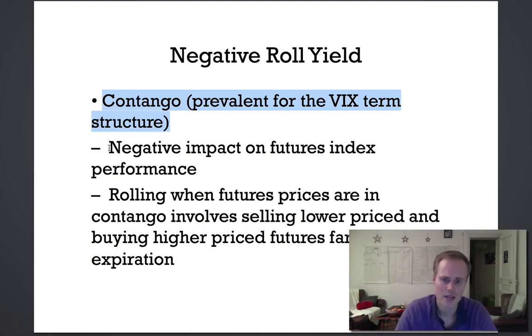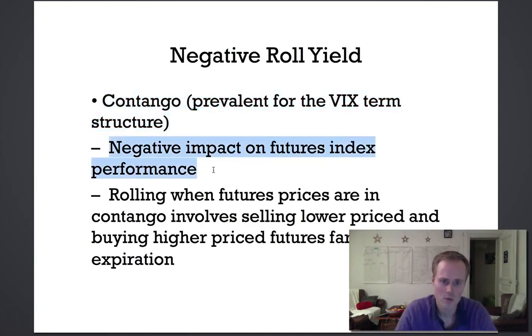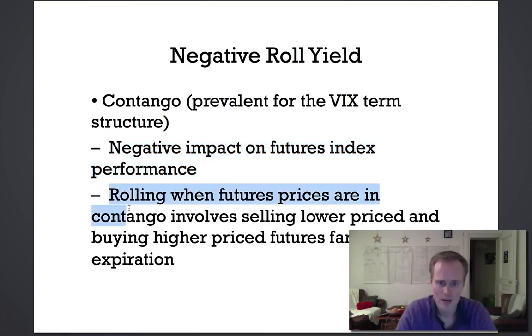So negative impact on futures index performance for the people who are long, and big positive impact for the ETFs that are short. Plus you have the rolling, when future prices are in contango, involves selling lower priced and buying higher priced futures farther from expiration. So it's a very interesting strategy, which is more a bet on the term structure than on the level of the VIX itself.